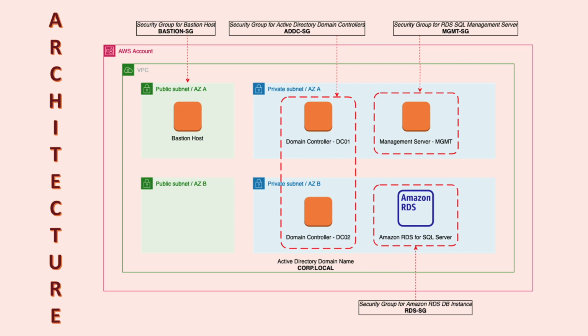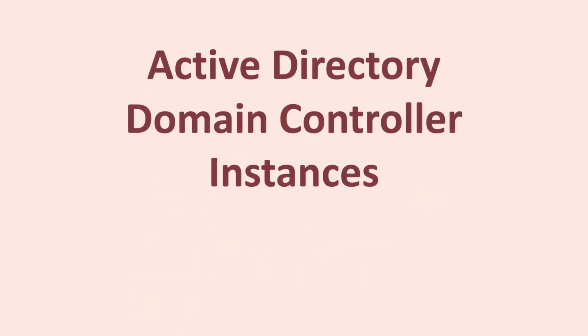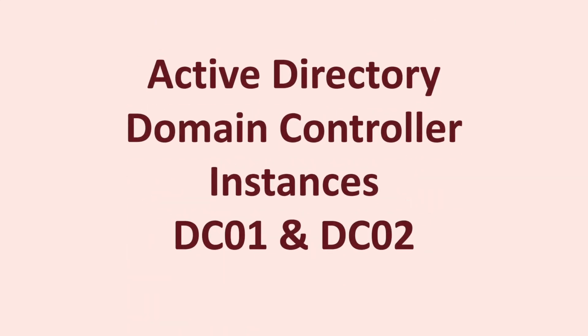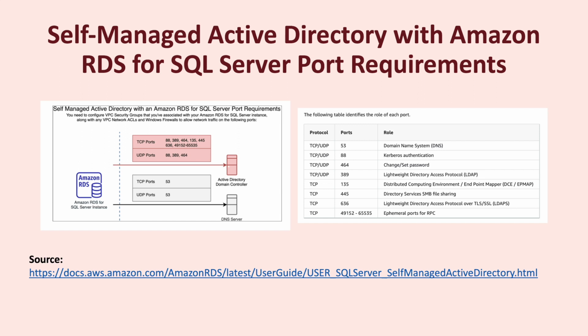We will extend the previous architecture to now include a management server that will have SQL Server Management Studio, SSMS, installed in order to connect to Amazon RDS for SQL Server. We will also configure the necessary security group for the resources created. Coming to the security group for the domain controller instances DC01 and DC02, which were covered in the previous video, we referred to the Microsoft documentation in the previous video to prepare the ports required for Active Directory. The AWS documentation link, however, that you see on the screen does define the minimum AD ports that are only required for Amazon RDS for SQL Server to join to the self-managed Active Directory. These ports are listed on your screen now.